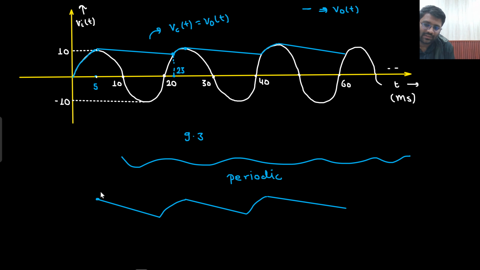So this is my 10 volt. This is nearly equals to 10 volt. Nearly 10 volt only we will have to take. So this kind of graph I am getting, sir. This is my VCT graph.